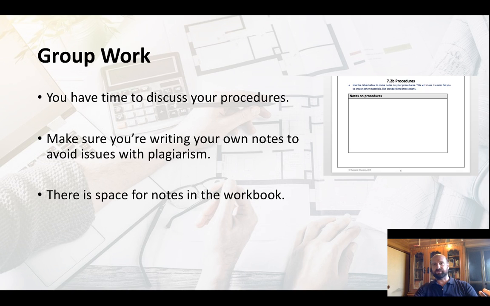And they can test if their procedures are clear by maybe swapping it with someone who's not in their group, and then getting the person to read it, and then explain it back to them. Oh yeah, you did this, right? And if they can do that, then their procedures are clear. I would definitely get them to be writing their own notes to avoid plagiarism issues.